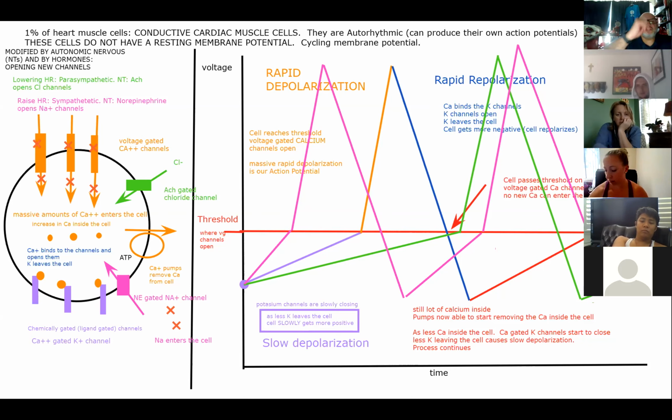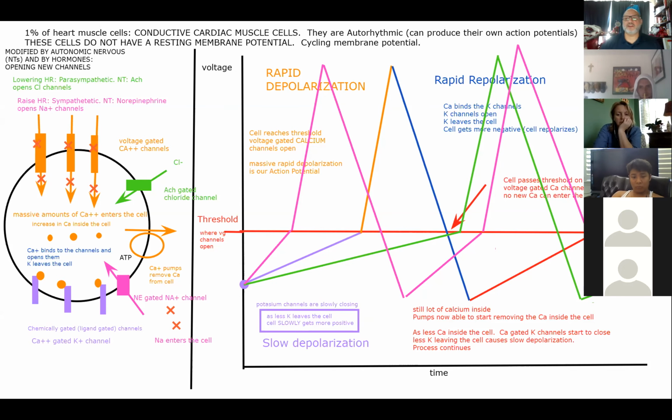Right, and again, we just talked about the nervous system, but remember, we also talked about hormones, right? What about adrenaline? Can adrenaline bind to those same norepinephrine receptors, let that sodium in and make your heart beat faster? Yeah, absolutely. So other hormones can affect and modify these things as well. All right.